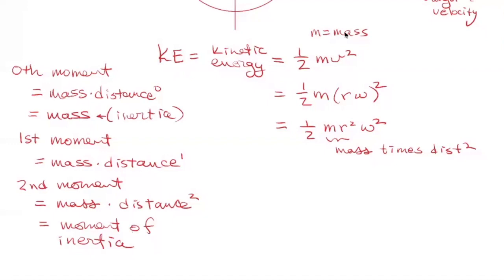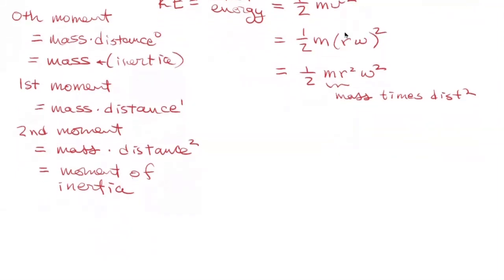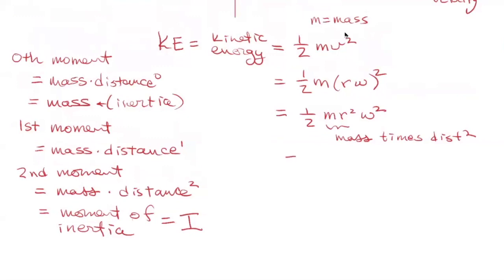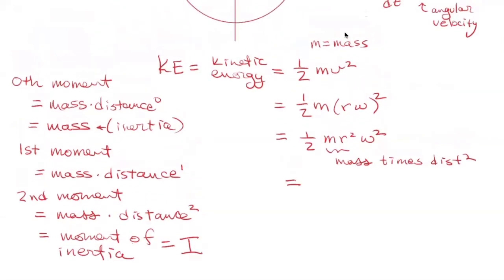Okay, mass is how we quantify inertia. Moment of inertia, let's give a letter for moment of inertia. Let's call it I. That's the second moment, and it's mass times distance squared. So if you look at kinetic energy for a rotational object, it's 1/2 mass times distance squared, which is the moment of inertia, times omega squared. So I here is the moment of inertia.